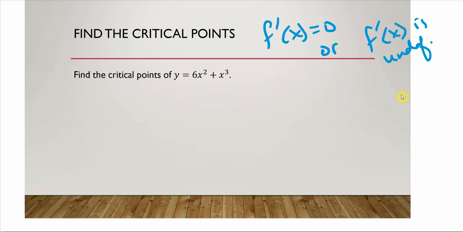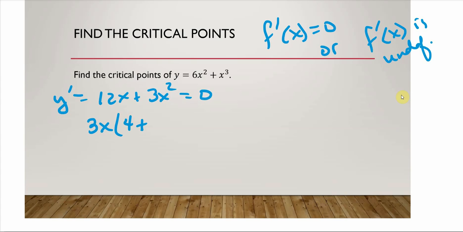Okay, so I'm going to take the derivative. Y prime is going to equal 12x plus 3x squared. I set it equal to 0. I factor out a 3x and I'm going to be left with 4 plus x is equal to 0. According to the zero product property, what's going to give me 0 there? Well, x equals 0. And what's going to give me 0 there? Well, x is equal to -4.